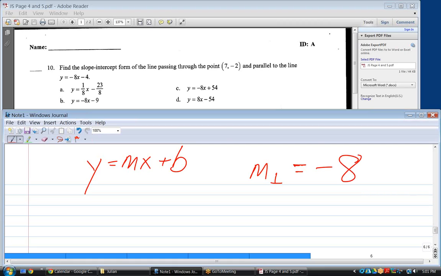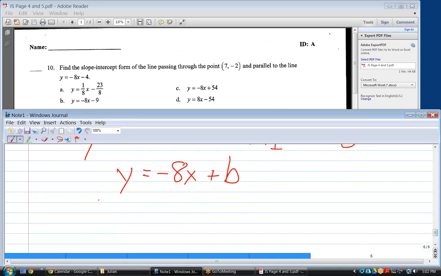Okay. Now, let's figure out the equation of our line. How do we do that? We have to find B. Okay. So let's start with what we know. Our slope is -8, and we need to solve for B. And we have a point that it goes through, 7, -2. So what do I do next? You have to plug those into the equation.